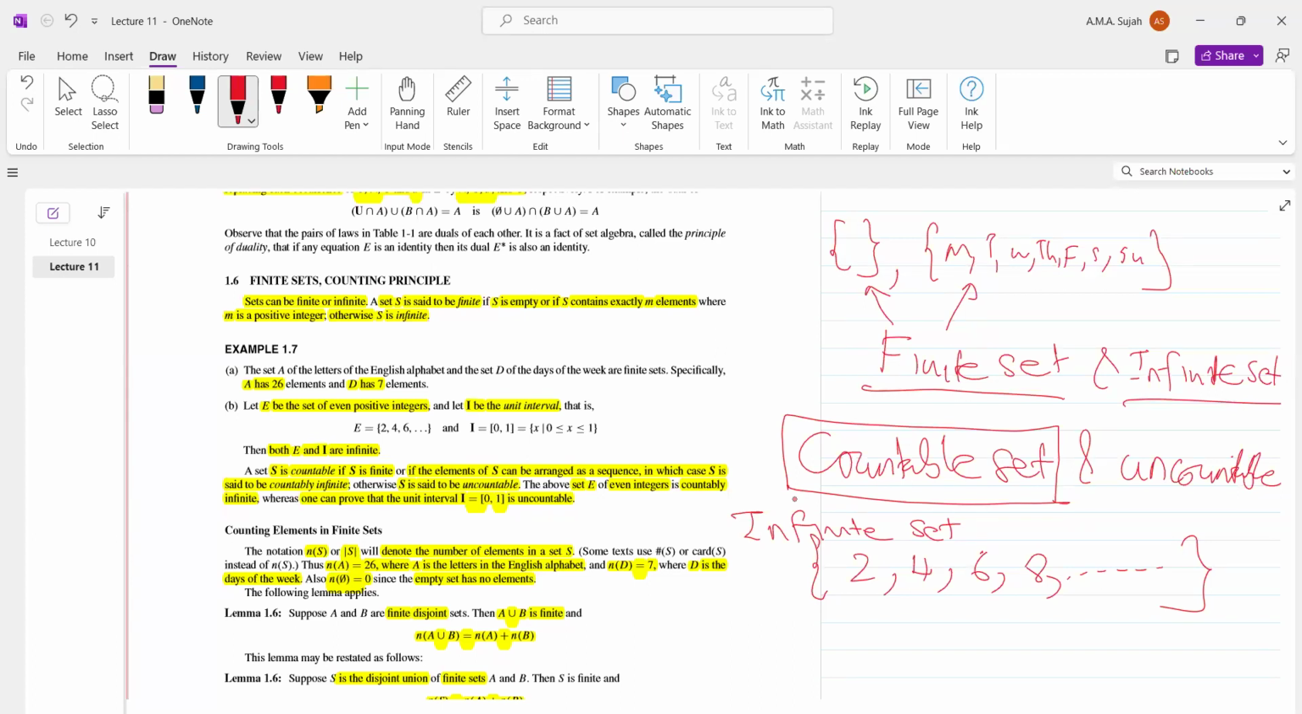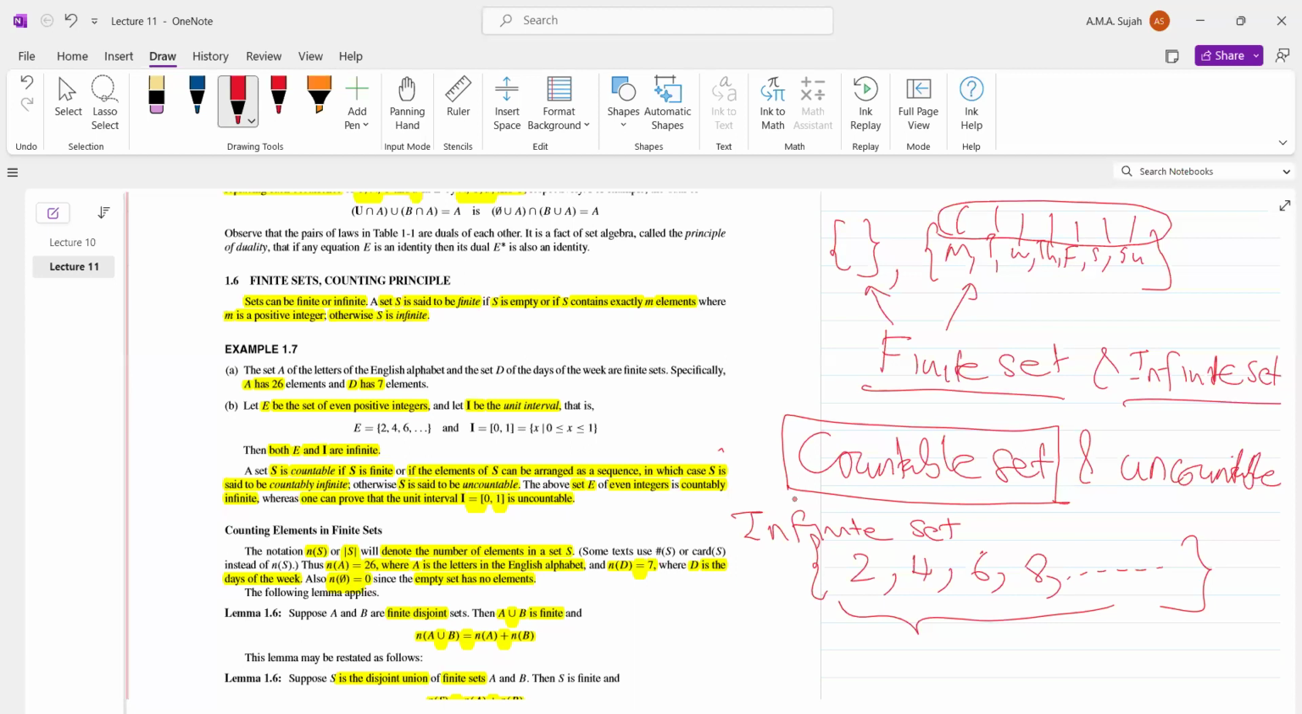Countable means we are counting the elements, right? We can count the elements, right? Is it possible to count these elements? Here we can count the elements: 1, 2, 3, 4, 5, 6, 7 elements, right? So if a set becomes a finite set, it is considered a countable set, right? If it's a finite set, we can say that's a countable set.